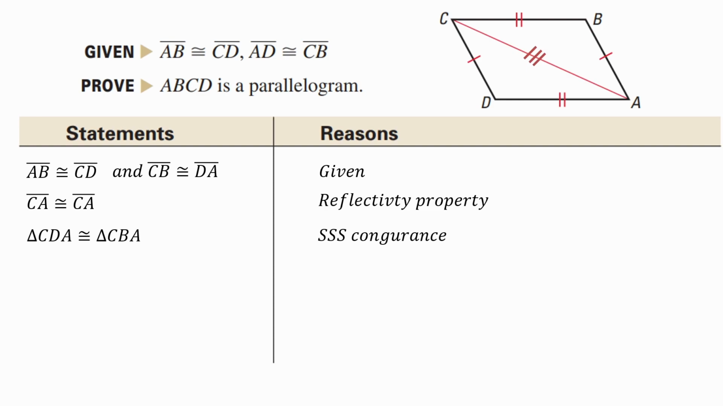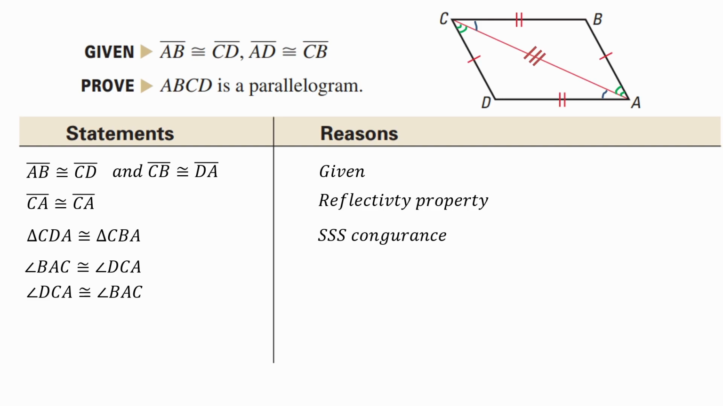Once we know that the triangles are congruent, their parts are congruent, so we can say that the angle BAC is congruent to the angle DCA. And we can also say that the angle DCA is congruent to angle BAC. Okay, and I showed you the marks on the graph to indicate the congruence.